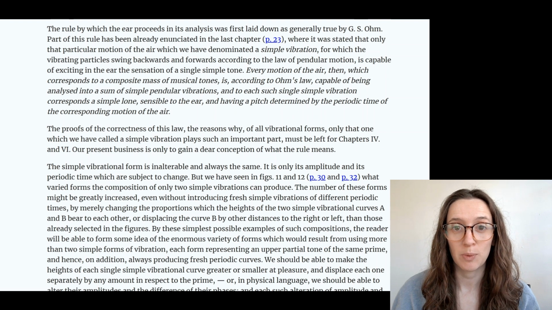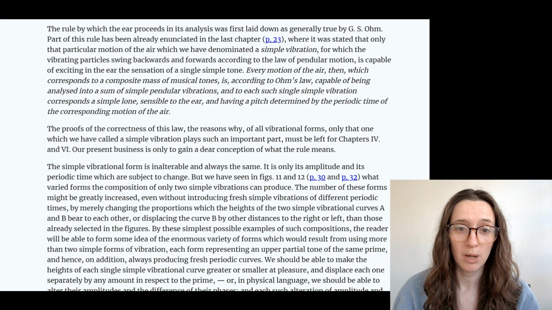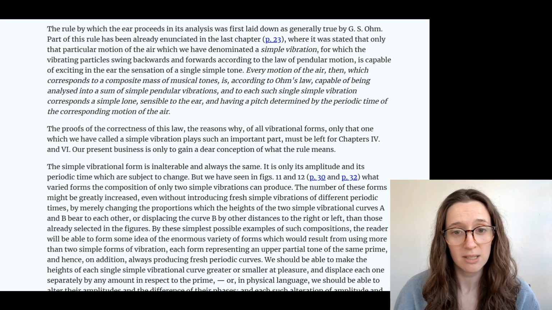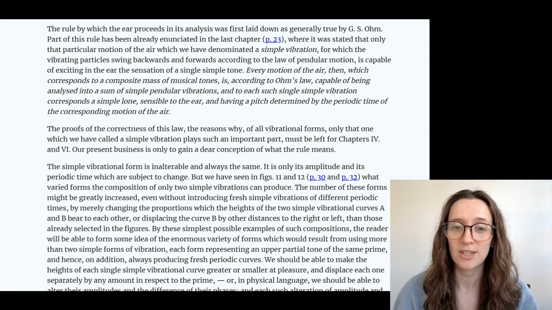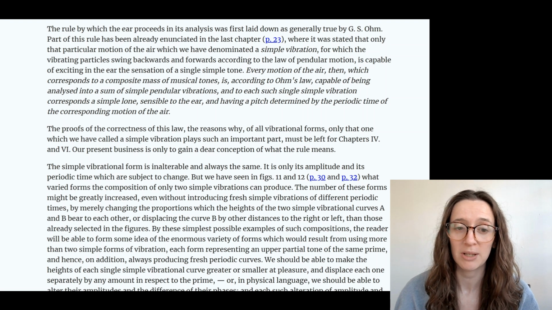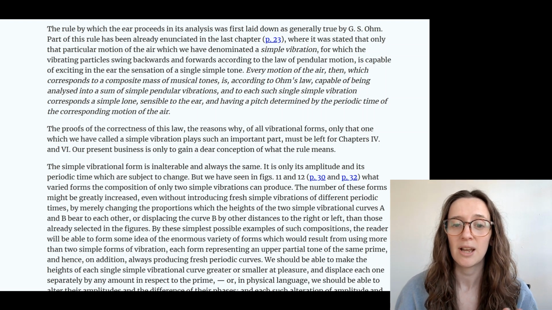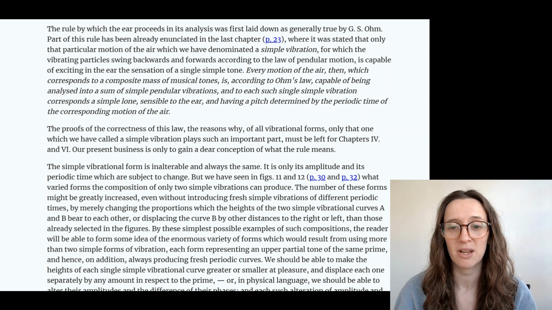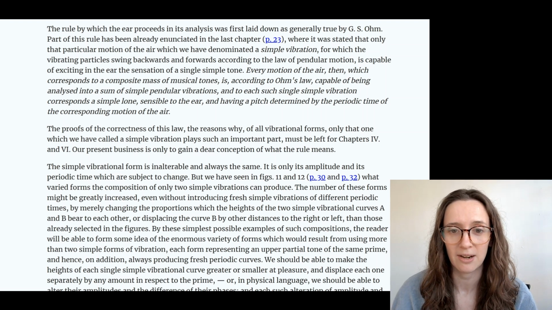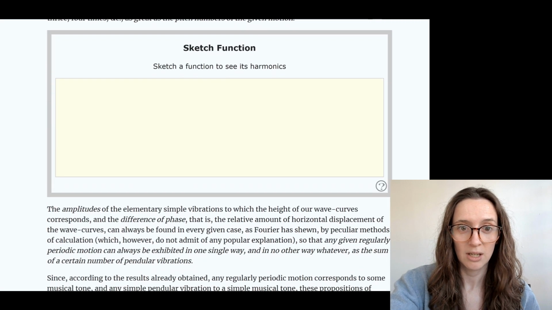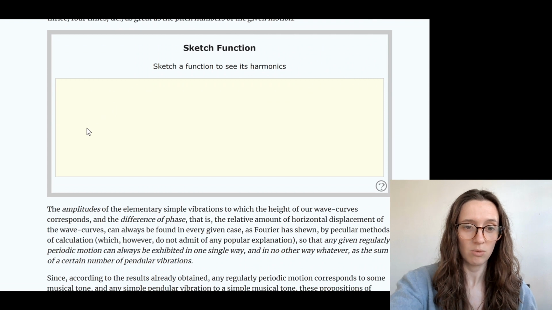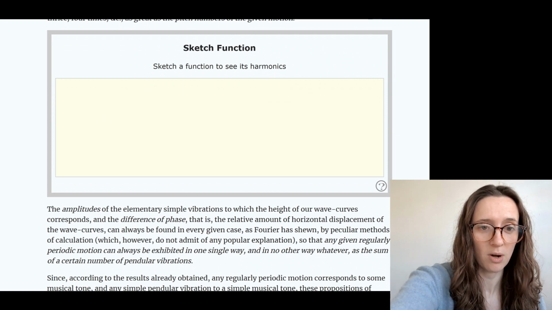At this point in the chapter, we get to Ohm's law. Every motion of the air, when corresponding to a composite mass of musical tones, is, according to Ohm's law, capable of being analyzed into a sum of simple pendular vibrations, and to each such single simple vibration corresponds a simple tone, sensible to the ear and having a pitch determined by the periodic time of the corresponding motion of the air. And this app is going to do exactly that for us. We're going to sketch whatever weird-looking function we want.